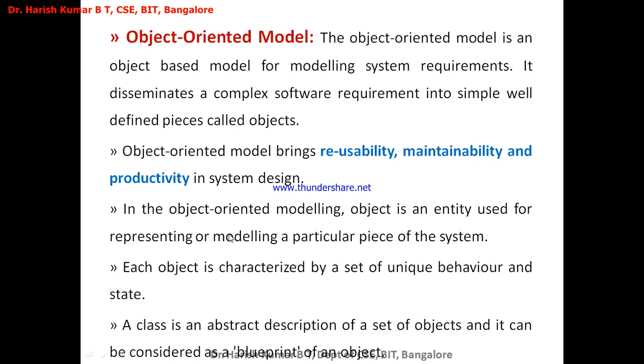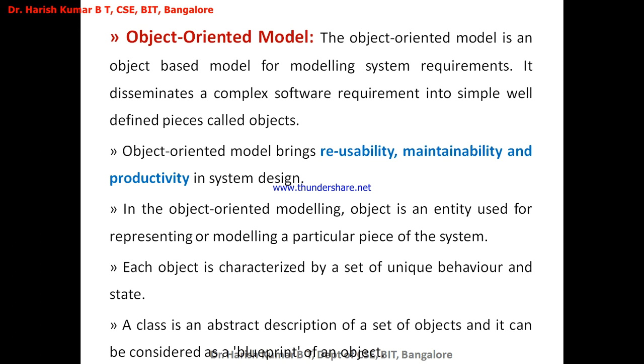Now, in object-oriented modeling, the object is an entity used for representing or modeling a particular piece of the system. An object represents a real world entity, and it has two things, the state and the behavior. The object gets its state because of the members inside the object, and it has behavior because of the methods. When an object makes a call to one of its methods, the object can change its state from one to another.